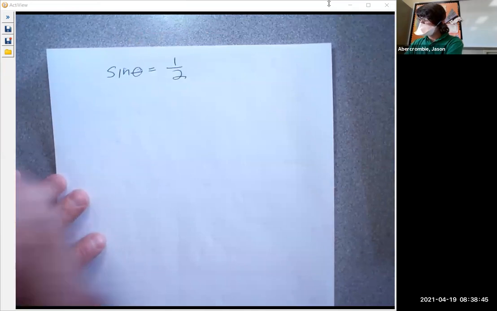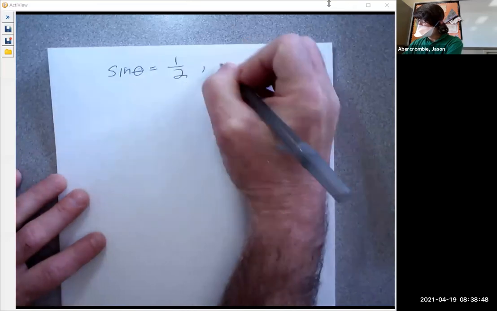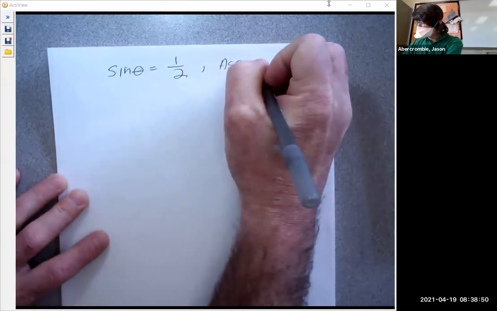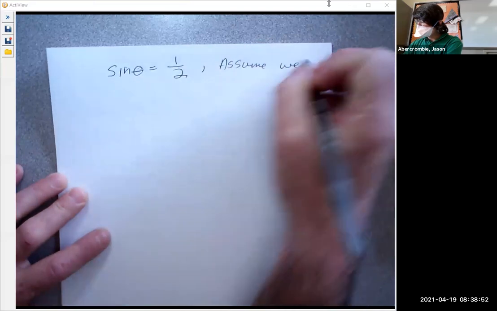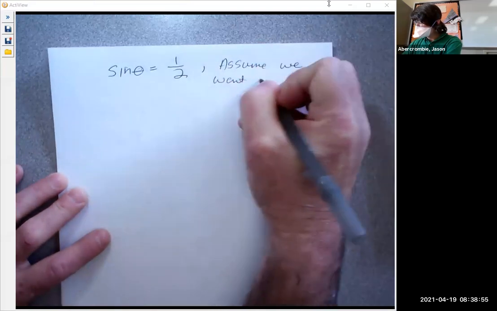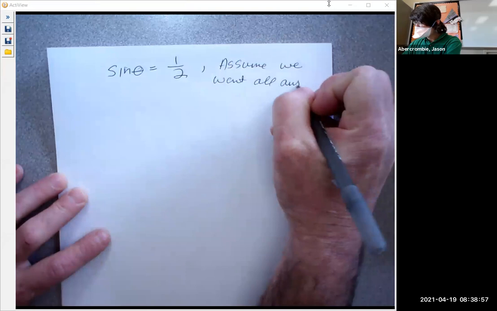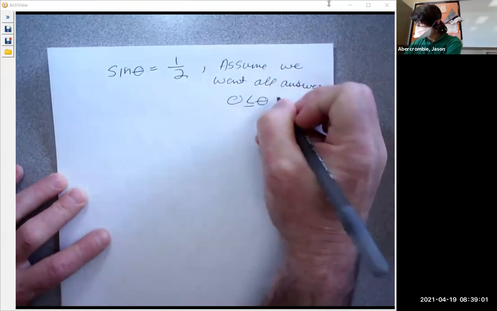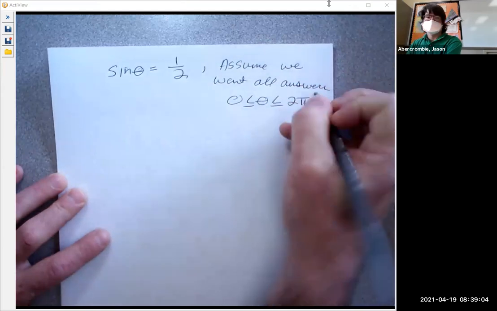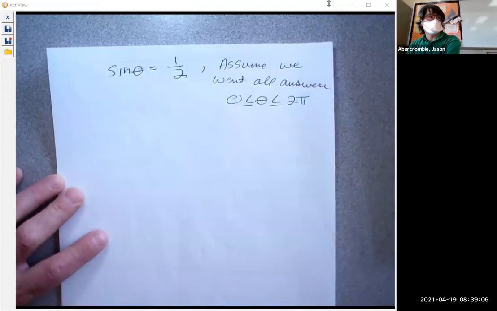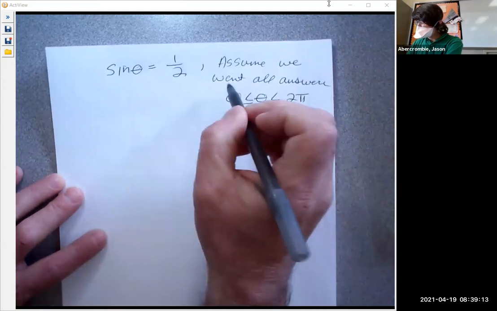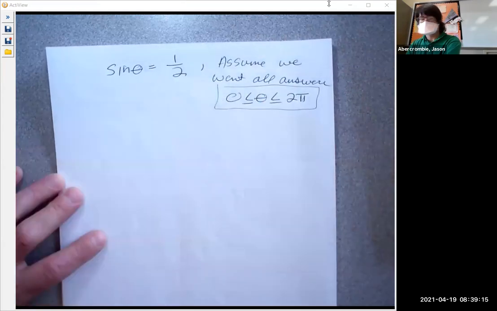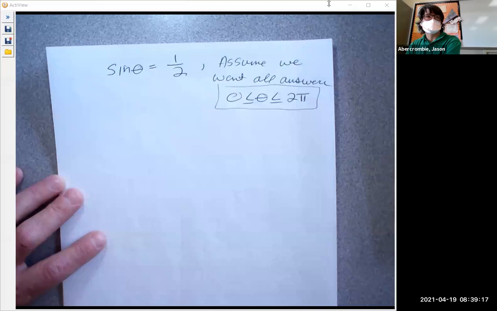But there's a trick here about getting all the answers that I need. Typically, we assume we want all answers on this interval. That means that we want all the answers in one full cycle. Sometimes it's written differently, but if you don't see any sort of qualification, then this is what you assume they want, all the answers between 0 and 2 pi.